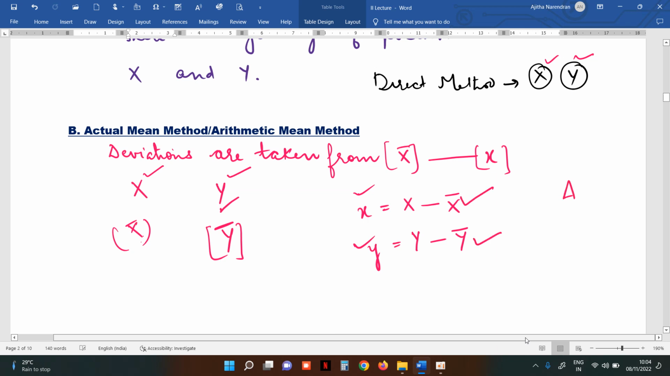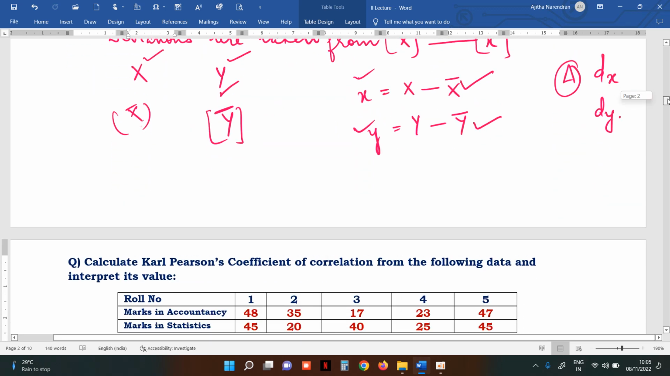When you take the deviations from assumed mean, it is written as d, as we have seen in the univariate case. If it is the x variable, you write dx; if it is the y variable, you write dy. This is the only difference compared to the previous chapters. So let us see the formula for this actual mean method, how you compute the correlation.